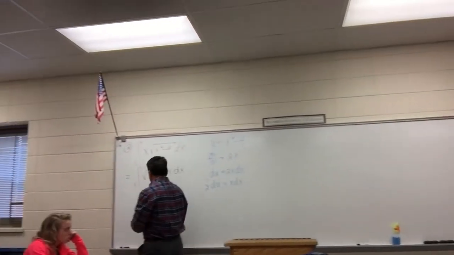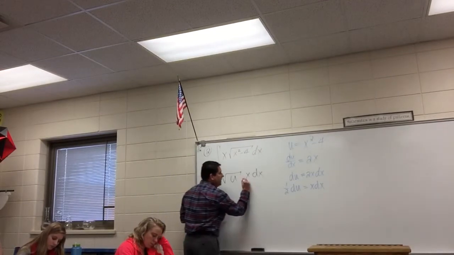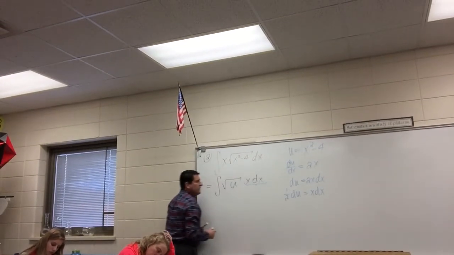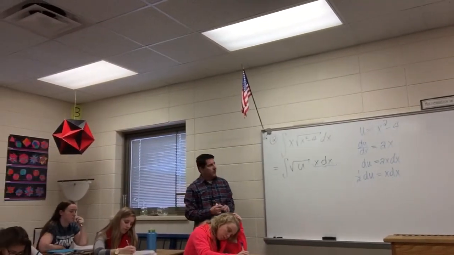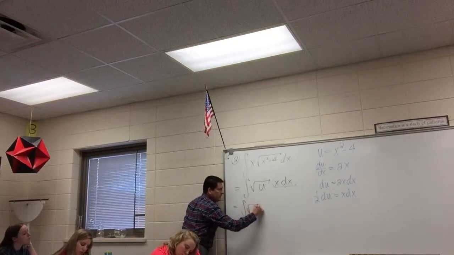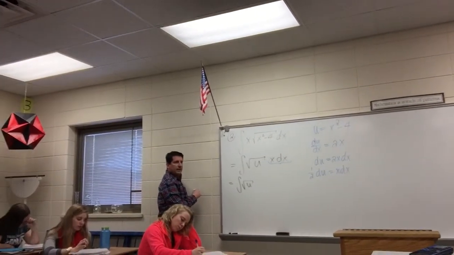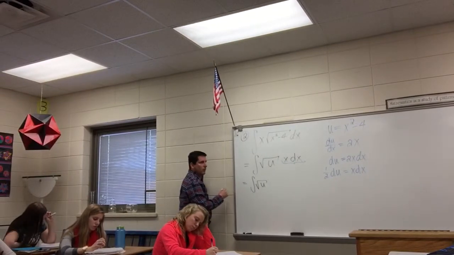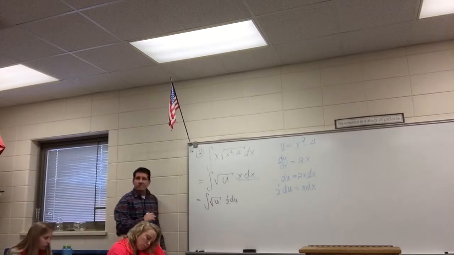So now look at what happens. I needed to fix this part because you can't have x's when we're converting over to u. So I'm rewriting this as the integral of the square root of u, but now it's going to be multiplied by 1/2 du. You see that?